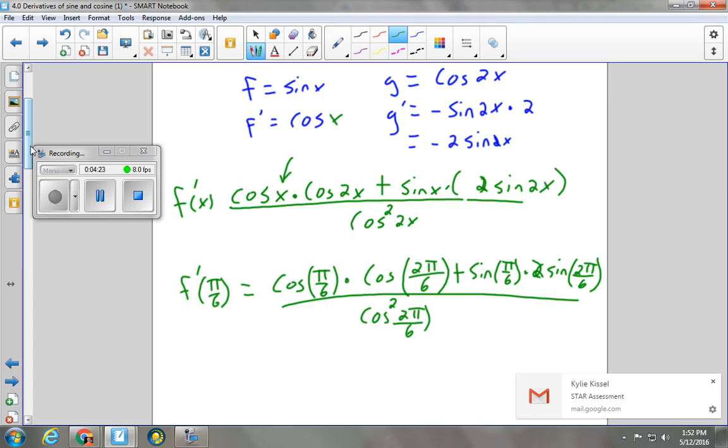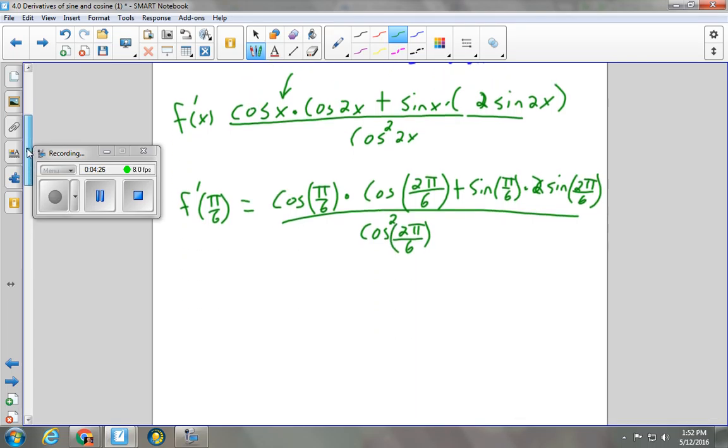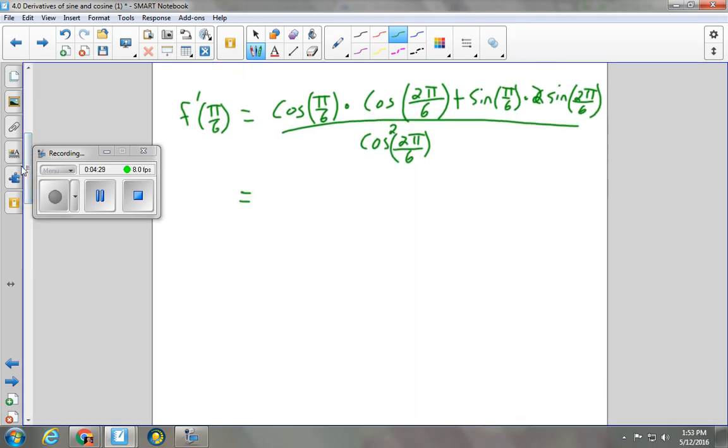Alright, cos pi over 6 is root 3 over 2. You can use your unit circle, and you probably should, because I forget these a lot of times too. So it ends up being root 3 over 2 times cos of 2 pi over 6, which simplifies to pi over 3, and cos pi over 3 is 1/2. Plus you'd have 2 times 1/2 times root 3 over 2.